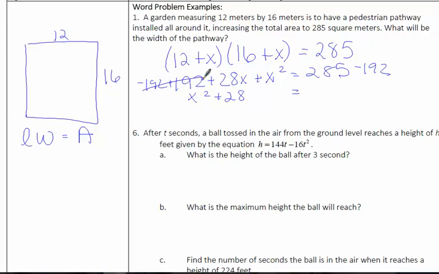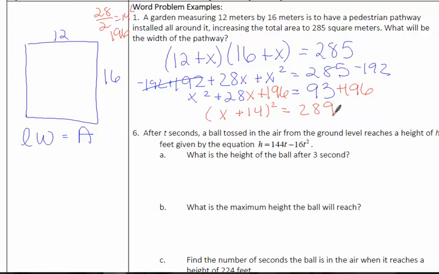So it cancels out there. So 285 minus 192 is 93. When I complete the square, I forgot my x. I take 28, I divide by 2, I get 14. I square it, I get 196. I'm going to add 196 to both sides. When I do that, the whole reason I completed the square was to get x plus 14 squared equals 289.